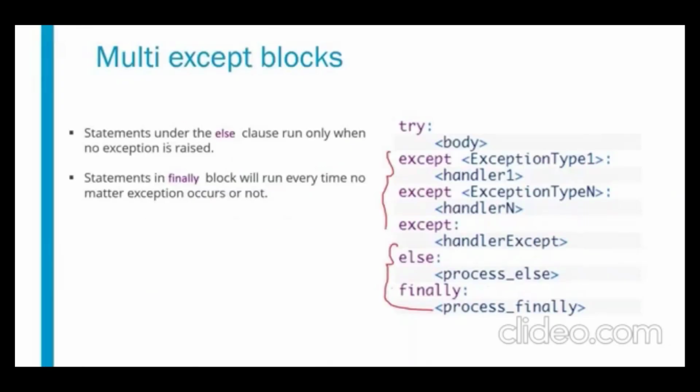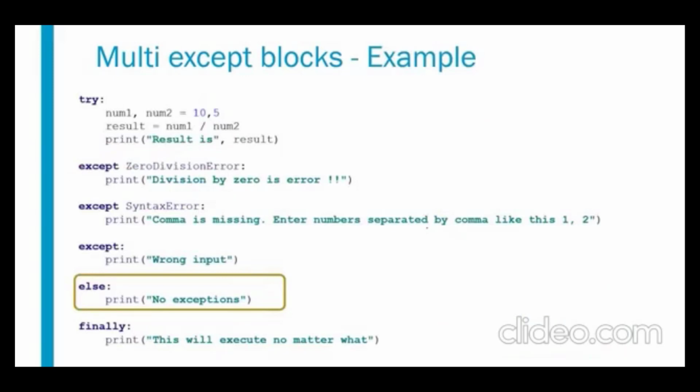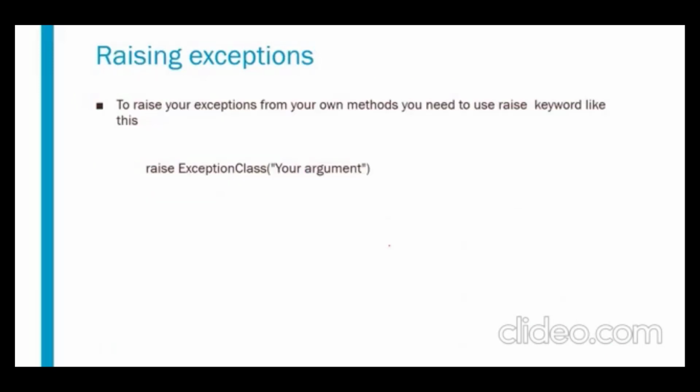So here, statements under the else clause run only when no exception is raised, and statements in the finally block will run every time, no matter whether an exception occurs or doesn't occur. So the finally block will always execute. The else block will execute only if the statement has not thrown any exception. Remember, this is called multi except block. So this is the example we have just seen. This is how we need to handle the exceptions in Python.